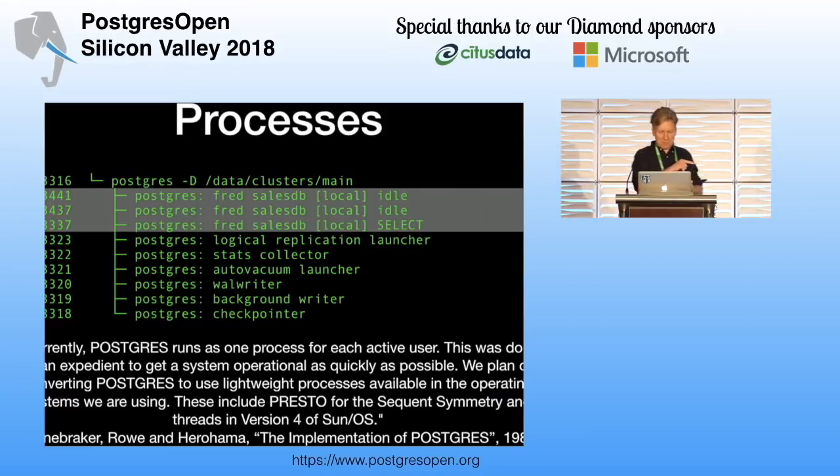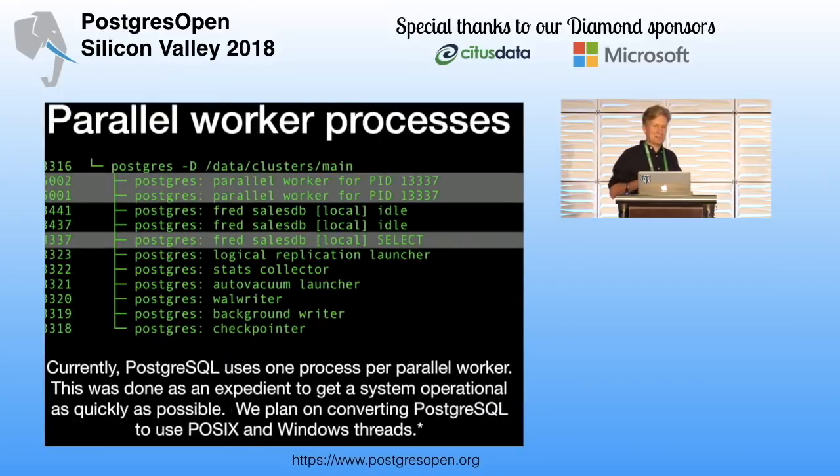And this is a quote from a 1989 paper from Stonebraker, who led the Postgres project back in ancient times. They said, currently Postgres runs as 1 process for each active user. This was done as an expedient to get a system operational as quickly as possible. We plan on switching essentially to threads, to paraphrase. That was the plan in 1989, but we haven't quite got there. We're still using processes for every backend.